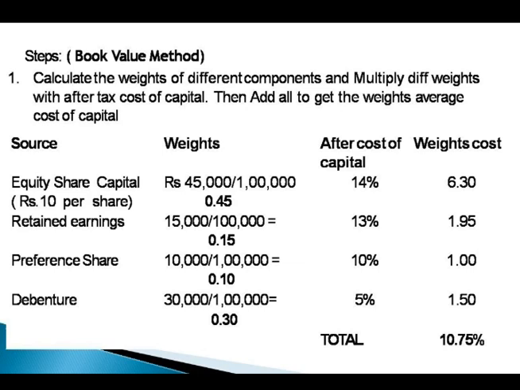Further, the cost of capital is given in the question as 14%, 13%, 10% and 5%. If we multiply, like in the first equity case, 0.45 multiplied by 14%, we get 6.30. Same, 0.15 multiplied by 13%, we get 1.95, and so on. So with this we get the weighted average cost of capital of 10.75% on the basis of the book value method.